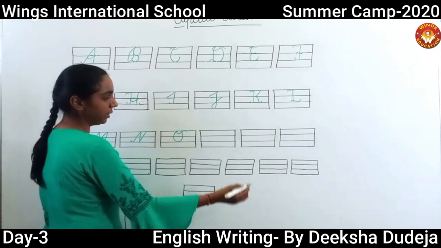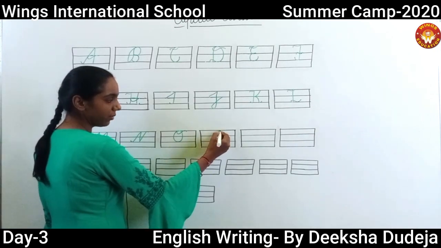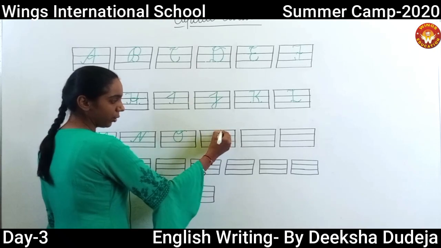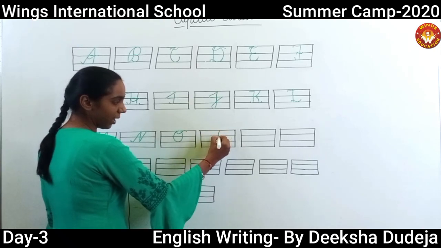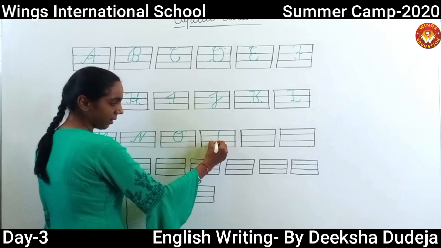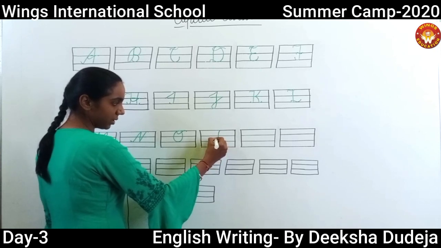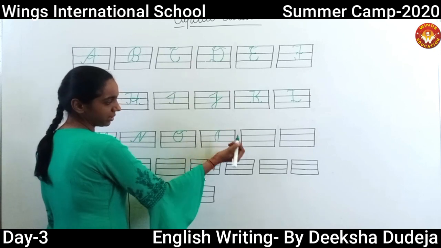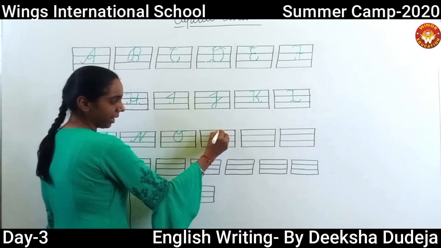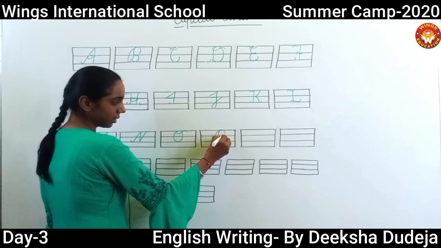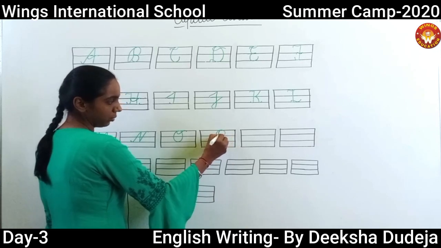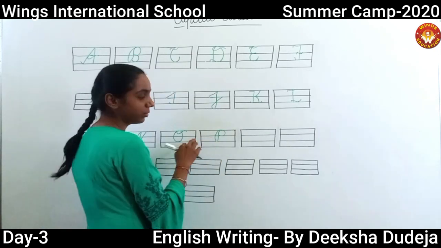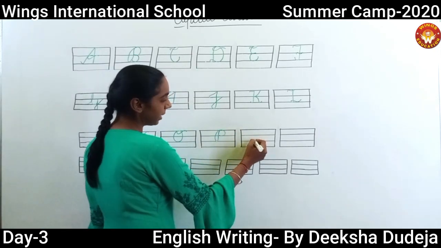Next is P. P starts again from first line to third line. I draw a curve line and round this line, touch first line, and I draw a small C, reverse C. This is P.